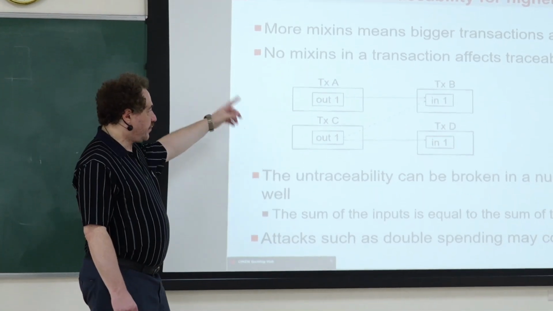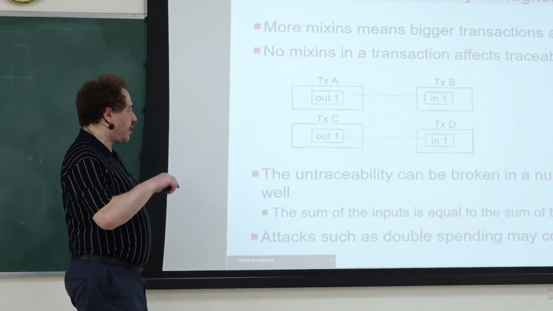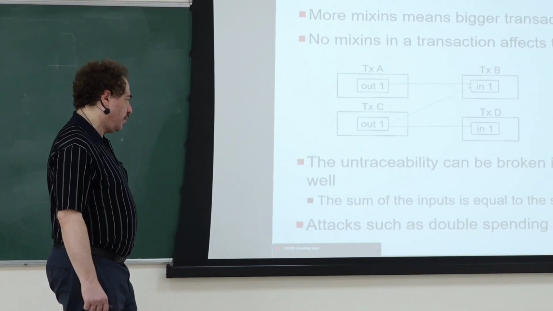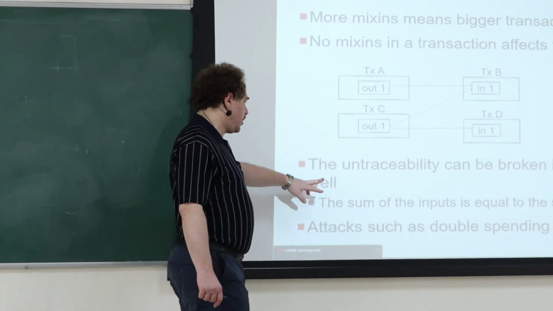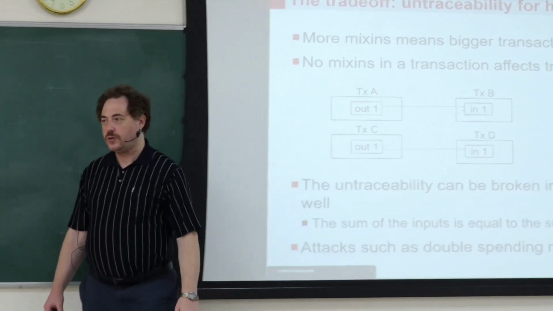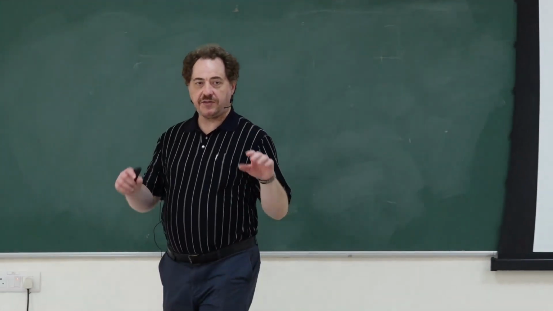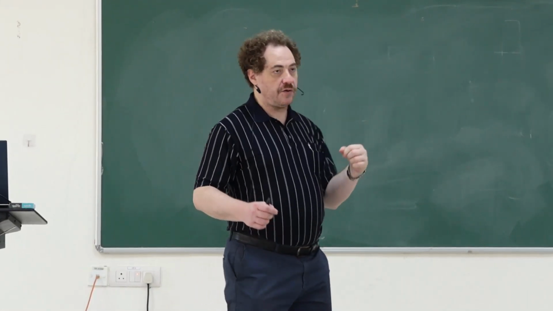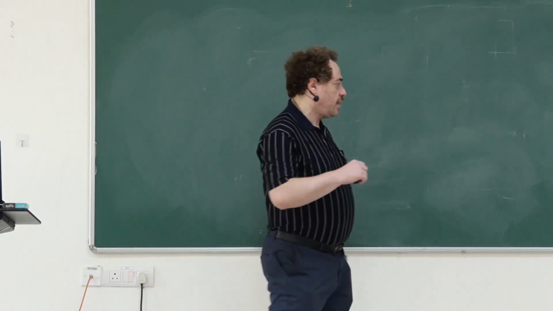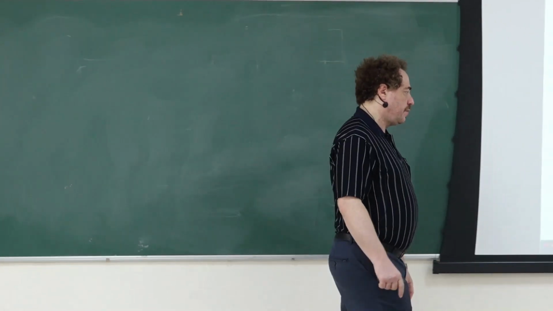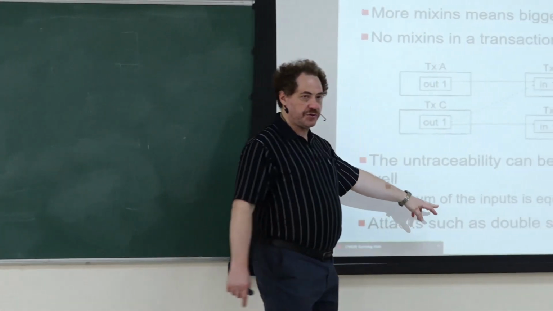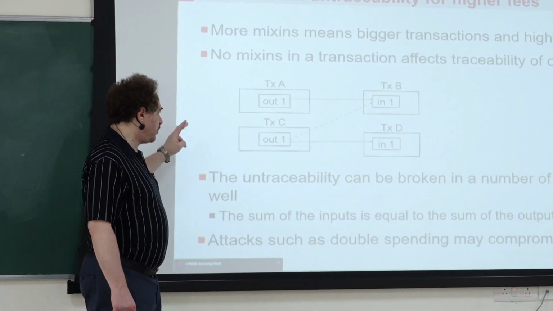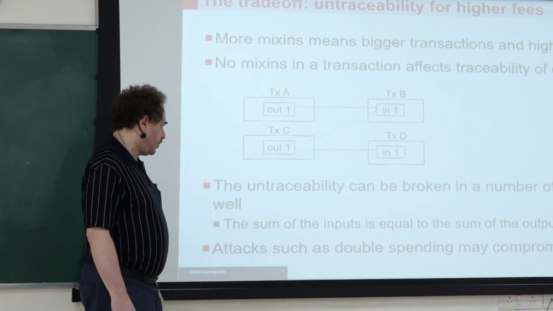And this is just one scenario. It turns out that untraceability can be broken in a number of other scenarios as well. For example, by using value analysis. The values of the transfers are still in plain text for everyone to see, and therefore we can check that the sum of the inputs must be equal to the sum of the outputs in every transaction. By using this rule, it may still be possible to break traceability.